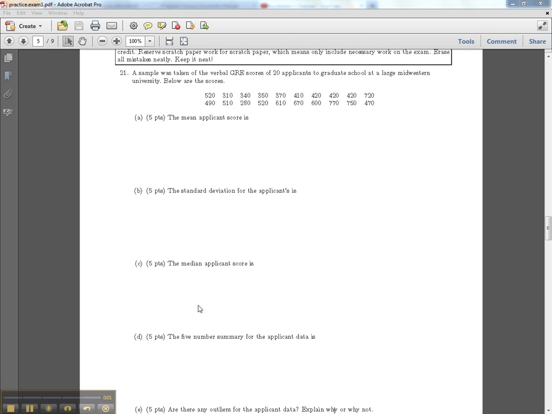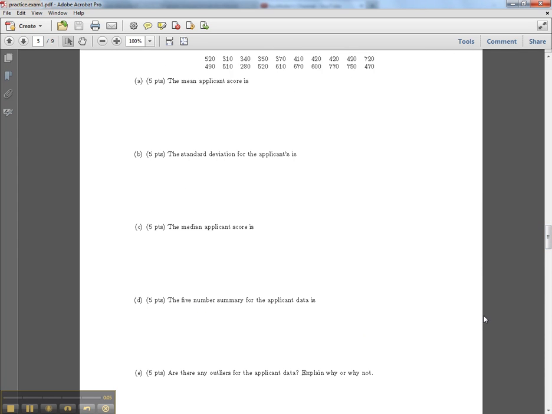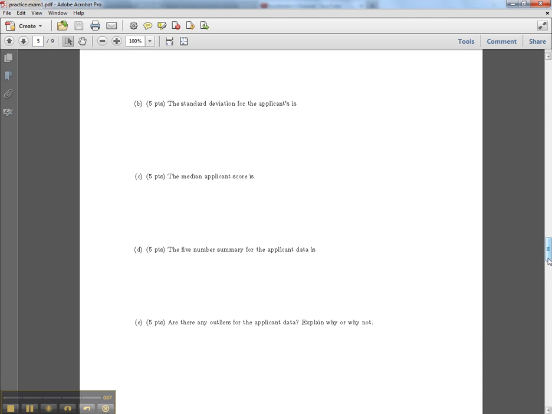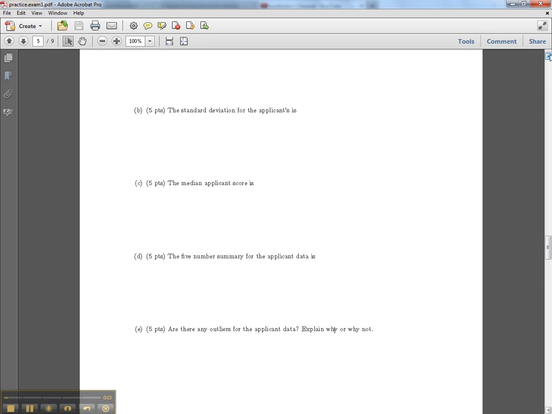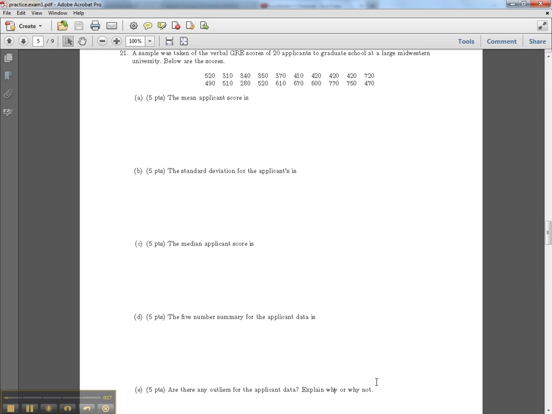All right, let's wrap up number 21 with doing letter E. Letter E, again, you need to show work to get full credit for letter E. It's asking, are there any outliers for the applicant data? Explain why or why not. So are any of these points right here outliers? How do we figure that out?